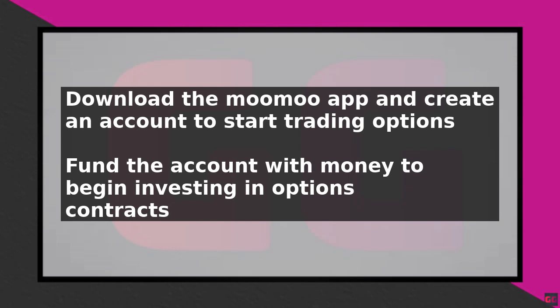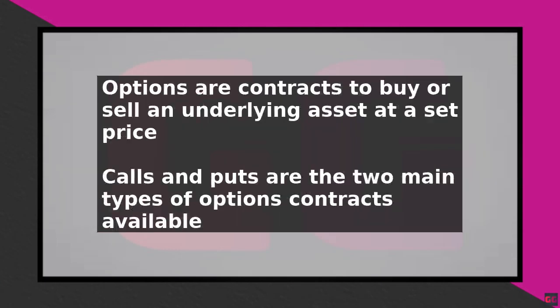Options are contracts that give the buyer the right, but not the obligation, to buy or sell an underlying asset at a predetermined price. There are two main types of options: calls and puts. A call option gives the buyer the right to buy the underlying asset, while a put option gives the buyer the right to sell the underlying asset.